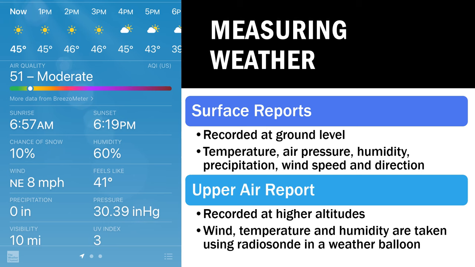Versus upper air reports, which are recorded at super high altitudes. So we're looking at winds, temperatures, and humidity, because they're moving at a far different rate, which means it is moving the actual fronts and air masses at a far quicker rate than what we're feeling down on the surface. So that's why it's important to understand the two different reporting systems.